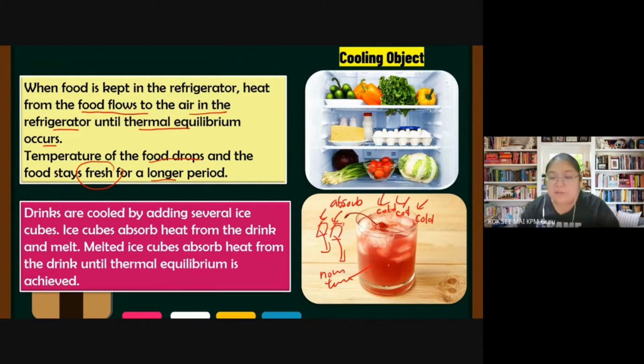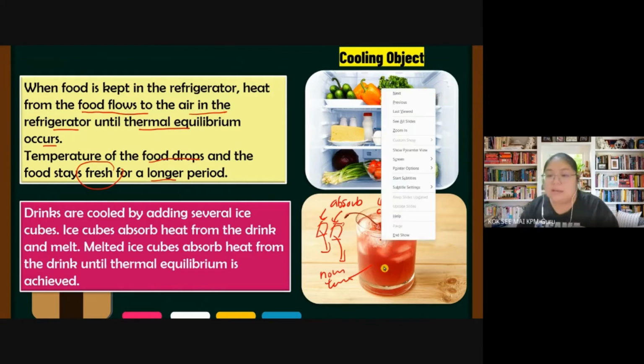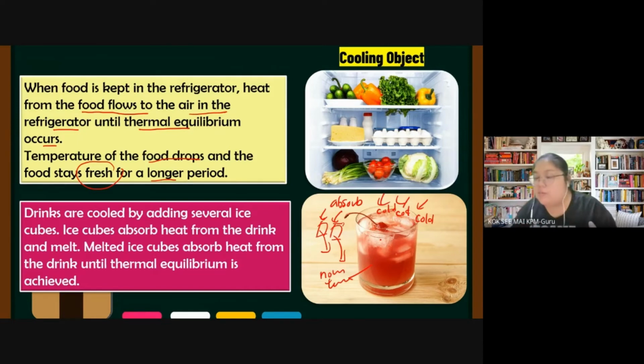So finally you find the ice has melted, then the drink cools down. The drink cools down because the surrounding is already cool. The heat has been absorbed by the ice, then the ice melts, so your drink keeps cooling. So from here they say, drinks are cooled by adding several ice cubes.